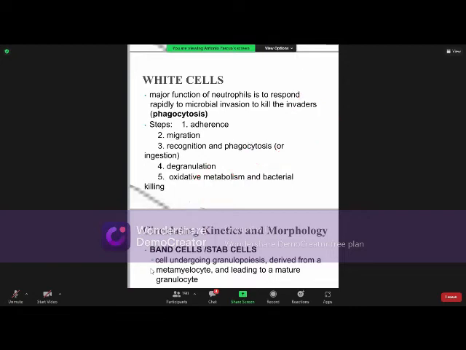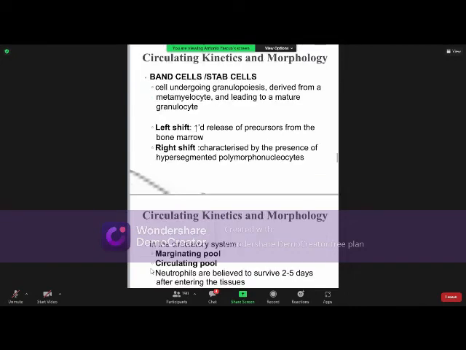And these white cells here may also have this thing called shift to the left and shift to the right. Hindi lang si red cell yung merong left at saka right shift. Okay? Pag sinabi nating shift to the left, listen well, when you say shift to the left, it's whenever there is an increased release of precursor cells from your bone marrow. Meaning, there is an increased production of cells from your bone marrow.